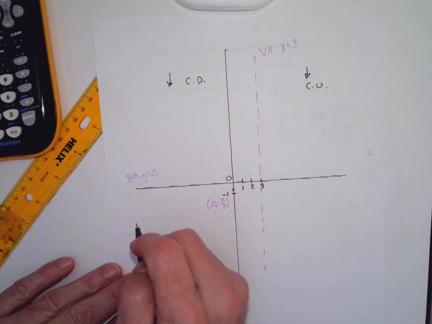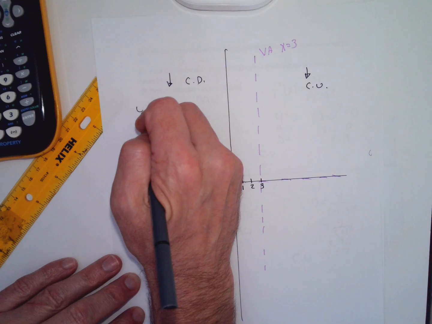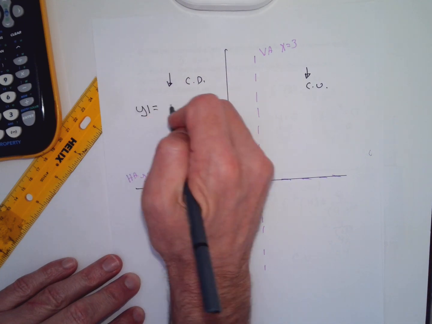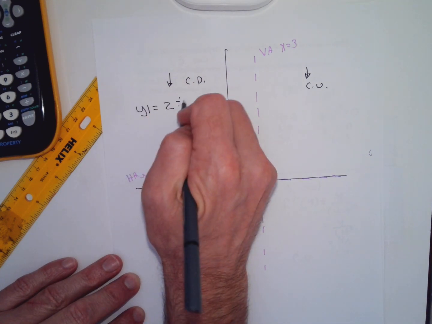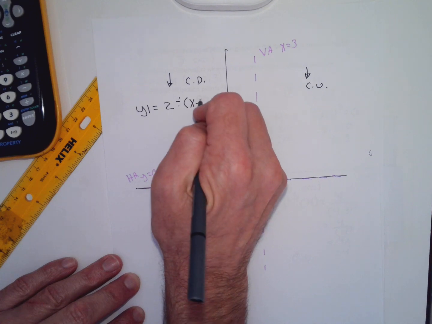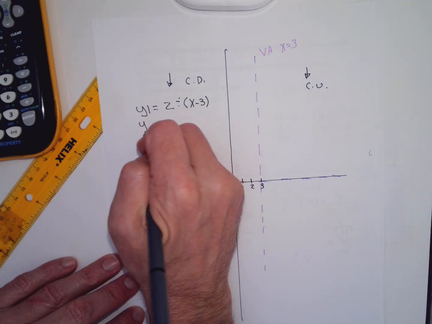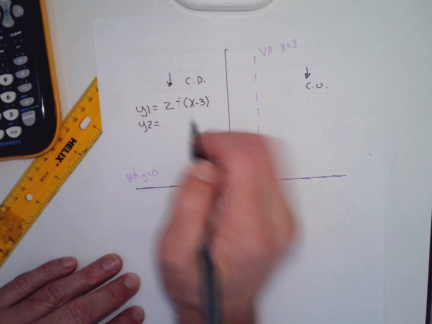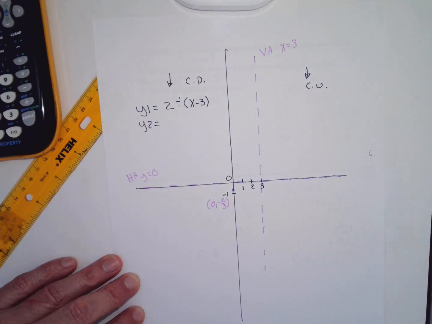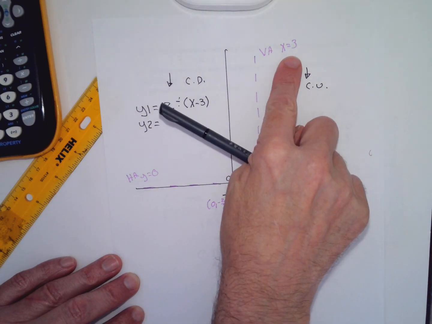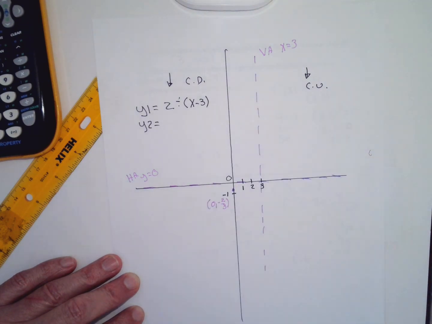So the function I'm going to put in y1. In y1, I'm going to put the function 2 divided by x minus 3. I'm going to do it just like that. For y2, my calculator is not going to show this vertical asymptote. I like to see it. I can't really type x equal to 3 on my calculator. My calculator needs my equations to be solved for y.